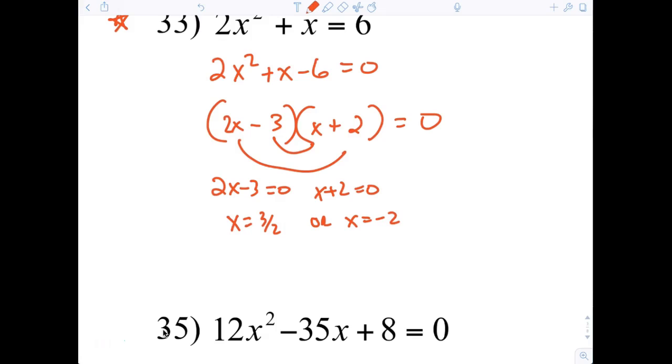Yes, sir. On the test, if you just put x equals over 2, you mark it wrong. No. Because again, listen, once I get to here, for me, I just write my answer.